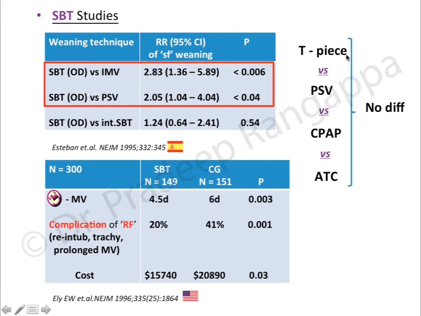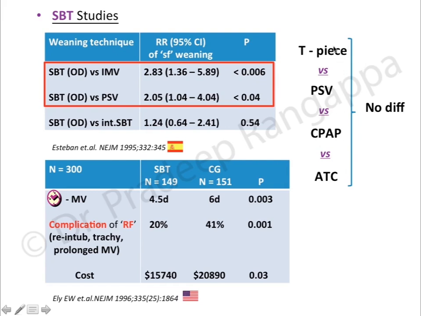So basically from these they concluded there is absolutely no difference when you compare TPs in spontaneous breathing trial. So either you put them on TPs, pressure support of 5. So 5 to 7 of pressure support is consistent with almost TPs in all the trials. Or CPAP, where you don't give any pressure support, or automatic tube compensation. All these have been shown to be equally effective and there is no difference.